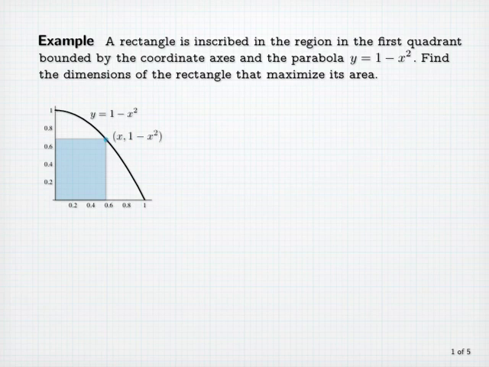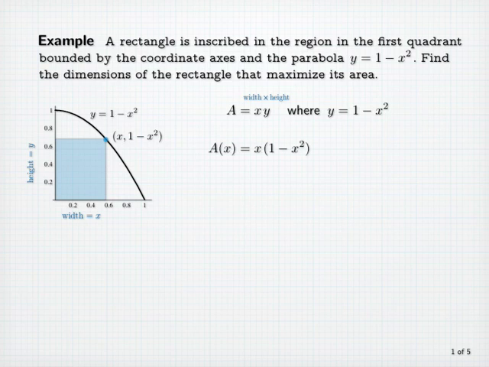Now let's label the corner that touches the parabola with coordinates x, 1 minus x squared. Notice that the width of the rectangle is the x-coordinate of that point, and its height is the y-coordinate, 1 minus x squared. So the area of the rectangle, width times height, is simply x times y, where y is equal to 1 minus x squared.